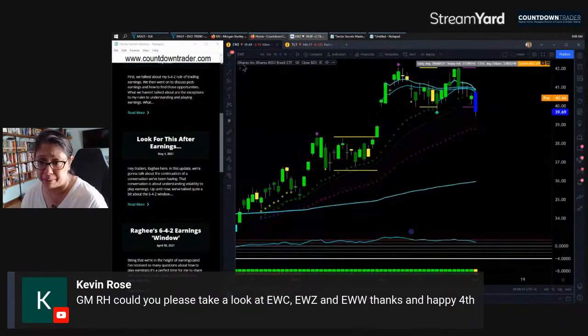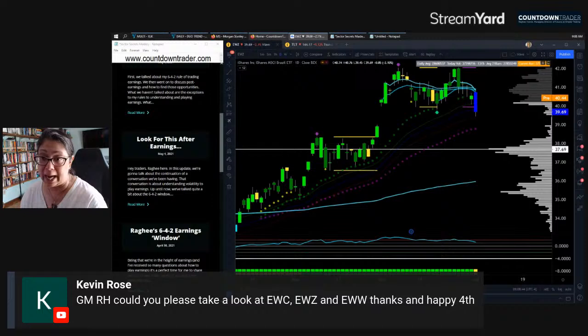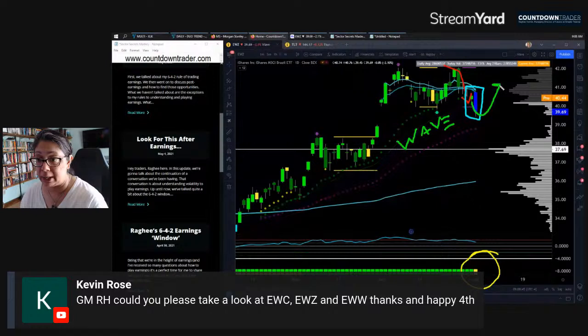And then EWZ, Brazil. Brazil is actually a potential, that move right here. I'm not really that concerned about the fact that we've gone double yellow here. And then this blue candle is landing us right in the middle of a really overall good looking upward angling wave. That could be a really nice setup there. I'm writing that one down.